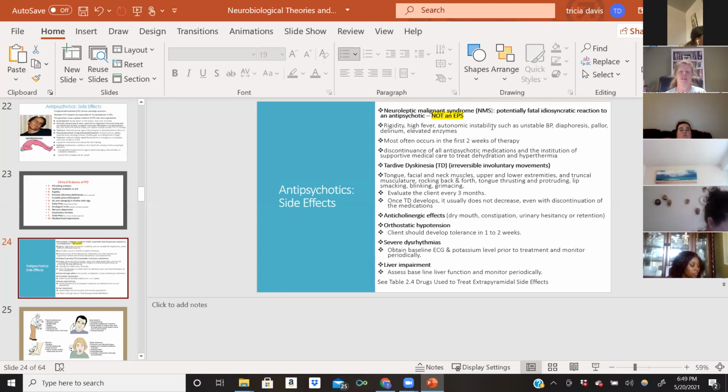And then we can also see liver impairment. So if we know this is a medication that could really damage the liver, then we would want to get a baseline liver function before they start treatment and then monitor it periodically. And there's more in your book. Table 2.4 talks about the extrapyramidal side effects.